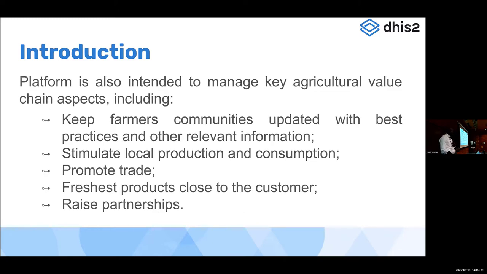One of the objectives of the platform is to address some of the agriculture value chain aspects, which includes keeping farmers and the community updated with climate information and also practices, because there are several aspects related to the farming process which we are alerting or producing information about, and sharing with the farmers so that they can use that information for daily activities. Also to stimulate some local production and consumption. And there are also objectives on promoting trade.